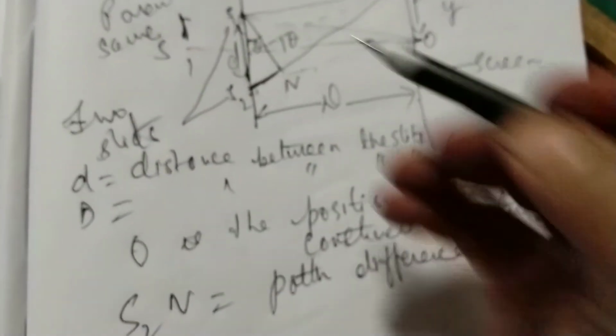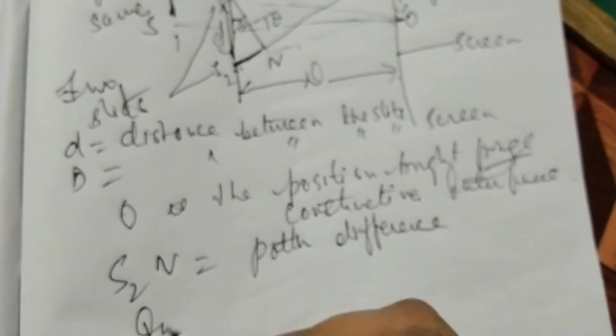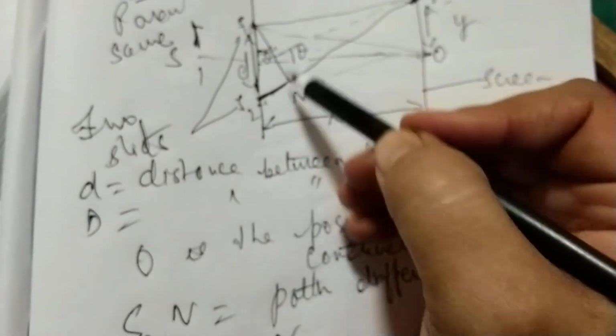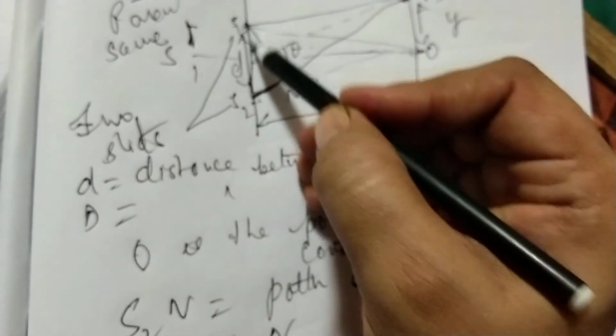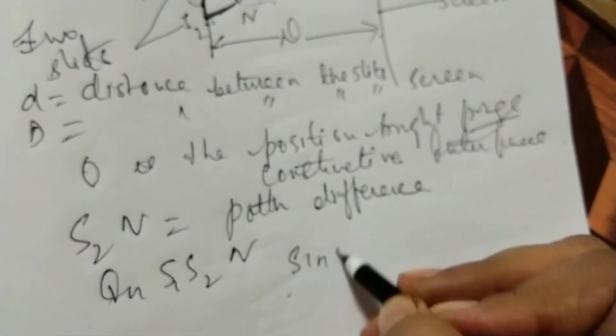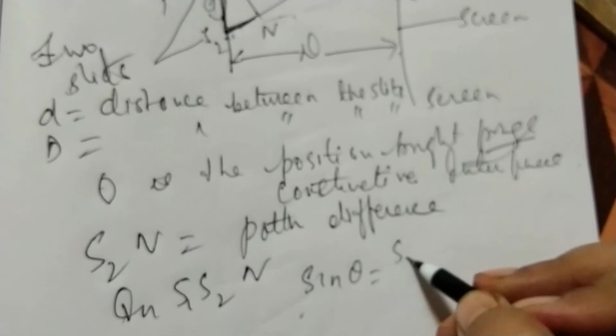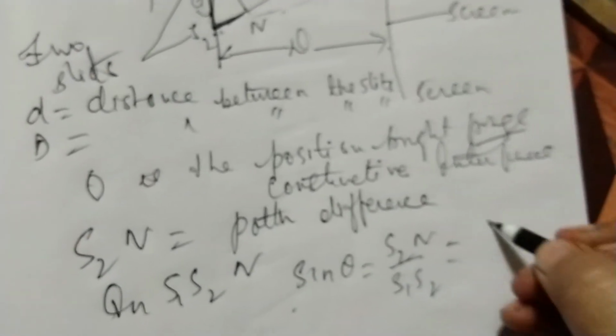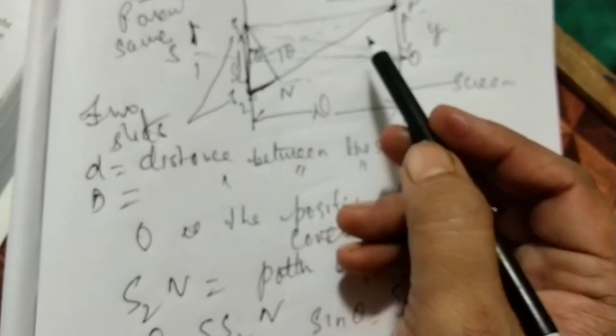Now if you look into the triangle S1 S2 N, if this is theta, then this is the perpendicular and this is the hypotenuse. So we can have sin theta equals S2N divided by S1S2. The distance between S1 and S2 is small d. So this is small d.